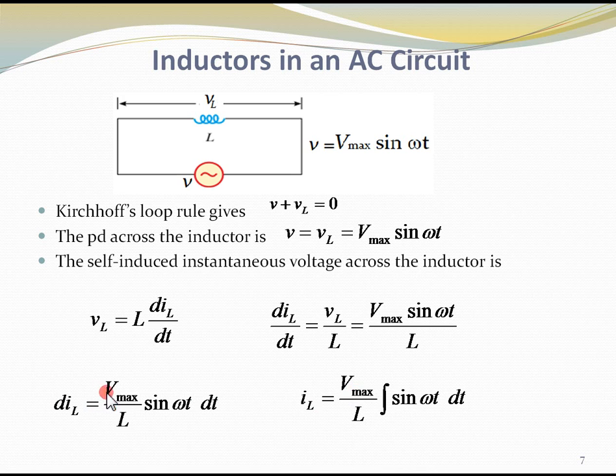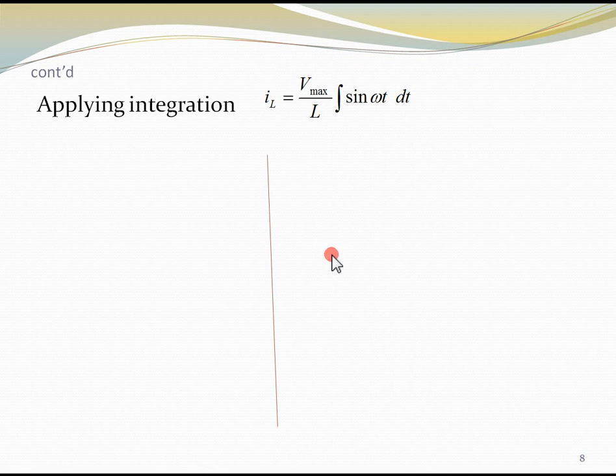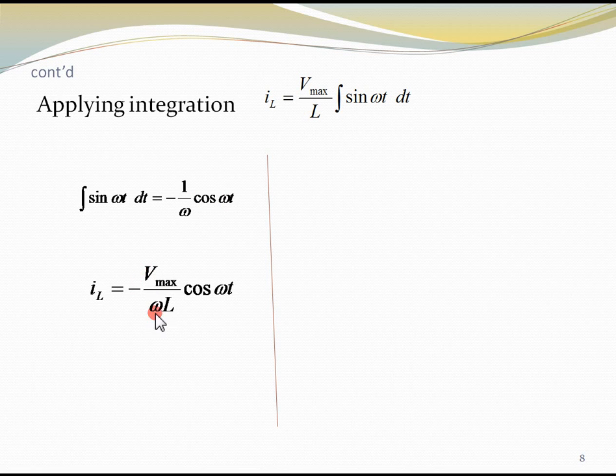When we integrate this, these are constant numbers, so we pull them out, and the integration will be for sin omega t dt. From your knowledge of mathematics, I hope you know that the integral of sin omega t is minus 1 over omega times cos omega t. So I_L is minus V max over omega L times cos omega t. This V max over omega L is the maximum value, so I_L is equal to minus I max cos omega t.